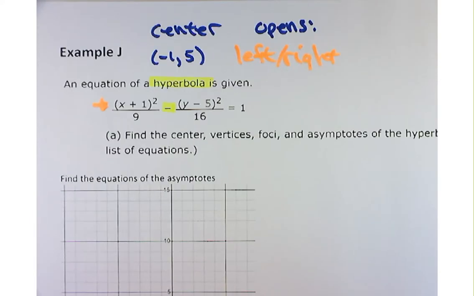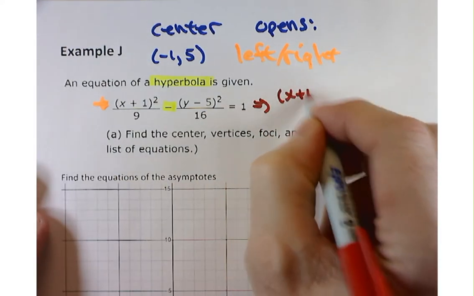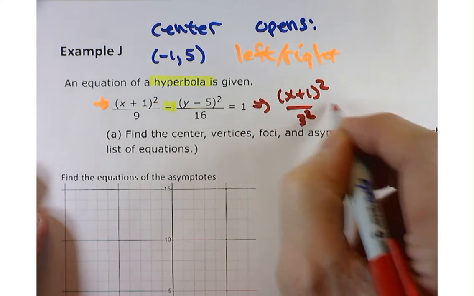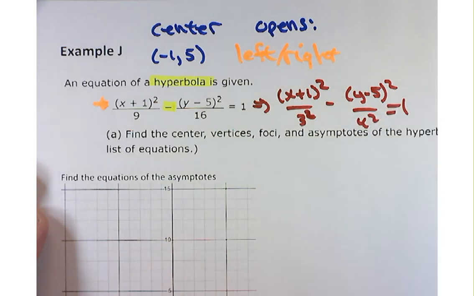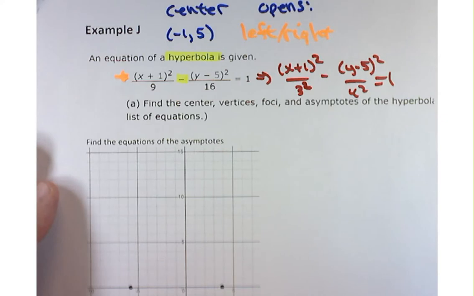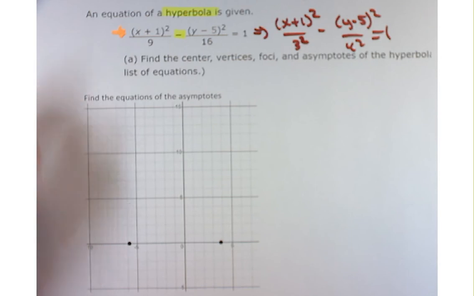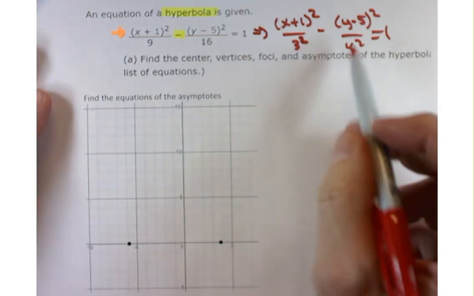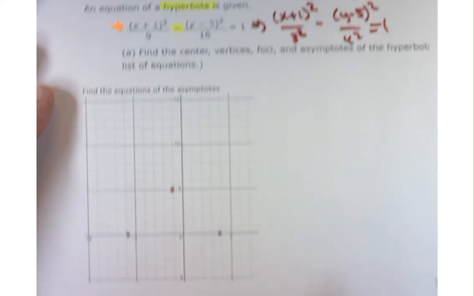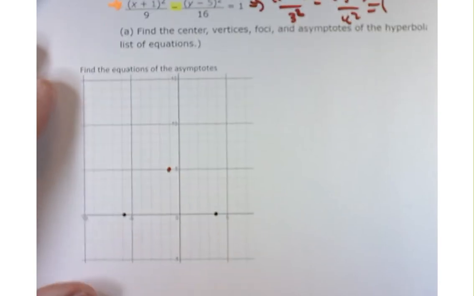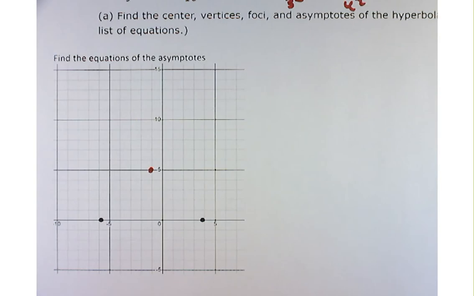And let's see here. I'm probably going to rewrite this as x plus 1 squared over 3 squared minus y minus 5 squared over 4 squared equals 1. And I do that so that I can start drawing some boxes. Now, I'll start with the graph of my center, which is at negative 1 and 5. So right here. And I've got to draw a couple other points. 2 of them are going to be vertices, 2 of them are going to be just points that I'm going to use to graph this.